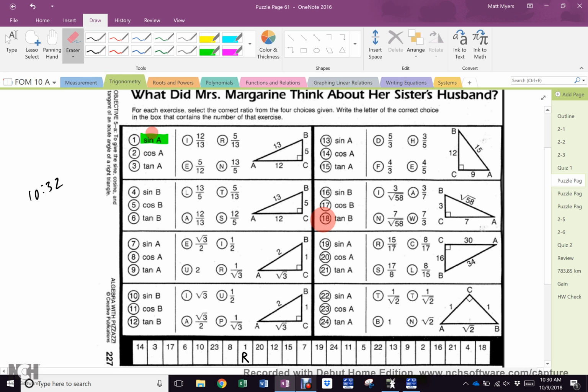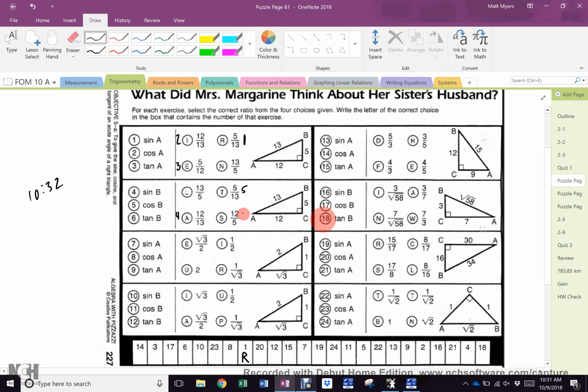So, there's 1. What's 2? What's number 2? Cos of A. Pardon? 12/13. There's 2. What's 3? 5/12. Number 4. What is sine of B? There's number 4. What's cos of B? 5/13, which is there. And what's tan of B?